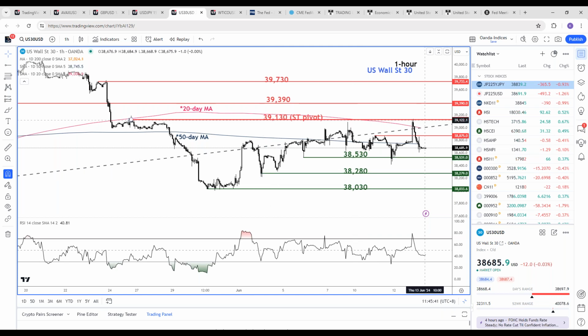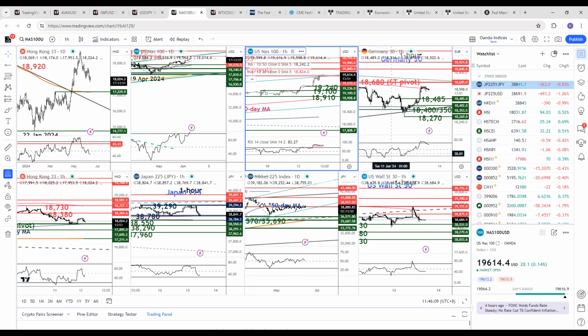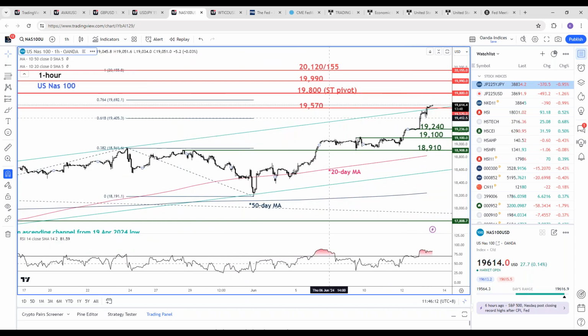Okay, only an hourly close above 39,130 will invalidate the short-term intraday bearish bias, to allow it to exit out from its range and have higher odds of kickstarting a short-term uptrend phase again. So the next resistance to watch after 39,130 will be at 39,390, followed by 39,730. Okay, now moving on will be the Nasdaq 100. So Nasdaq 100 did outperform yesterday. So net overall, it really hit the resistance level at 19,570 that we highlighted.